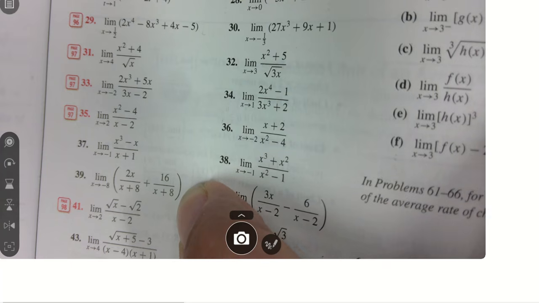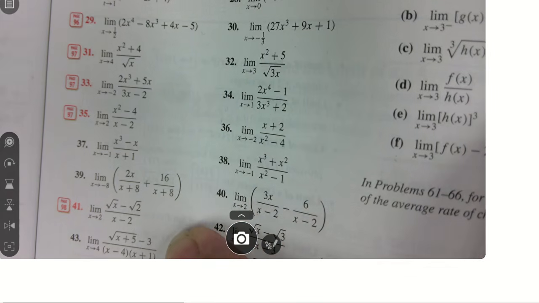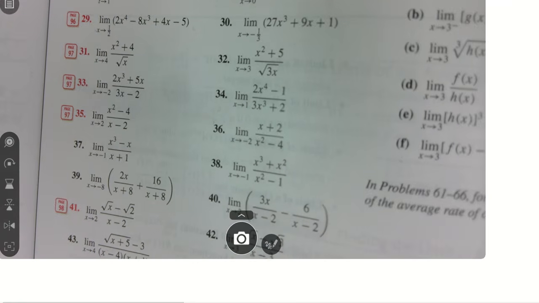41, what'd you get? 1 over 2 root 2. And if we rationalize that, it'd be root 2 over 4. I'm okay with that. Yep, I'm good. Okay, 43. Can you do that one first? Sure.